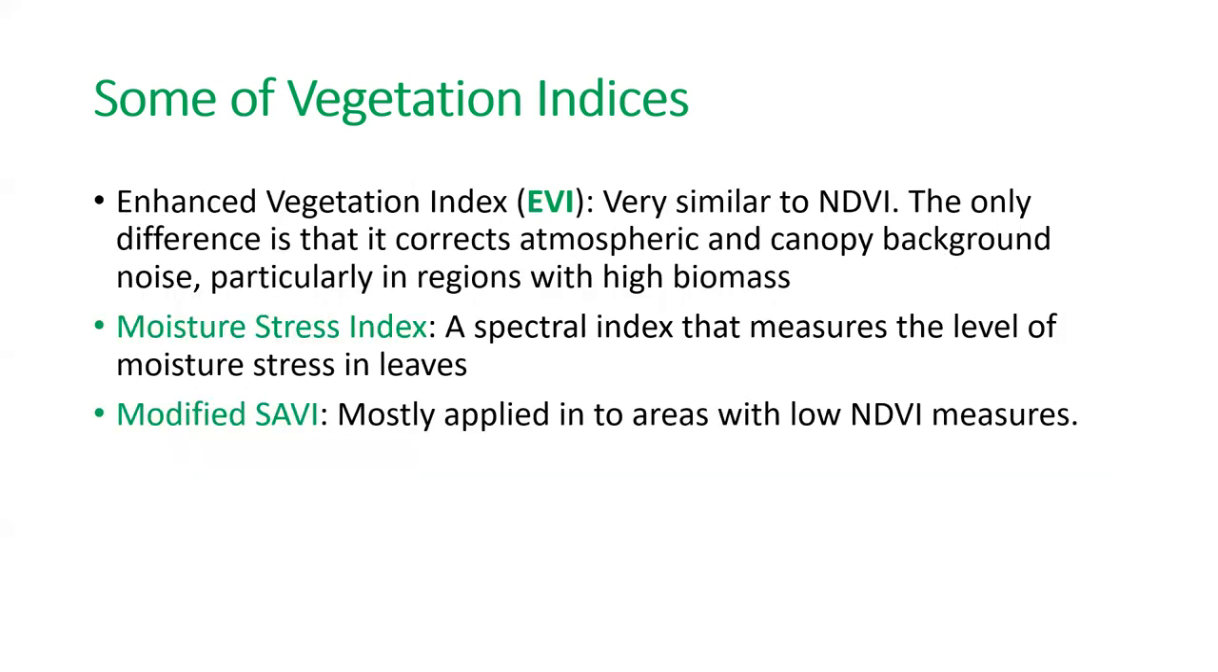We have others, which are commonly used: the enhanced vegetation index, very similar to NDVI. The only difference is that it corrects atmospheric and canopy background noise, particularly in regions with very high biomass. Moisture stress index is a spectral index that measures the level of moisture stress in leaves and gives you a chance to decide, for example, whether you need to irrigate quickly or leave it. Another one is modified SAVI, mostly applied in areas with low raw NDVI measures. You do NDVI, and some places can have very low NDVI, so you might use modified SAVI to improve the condition.